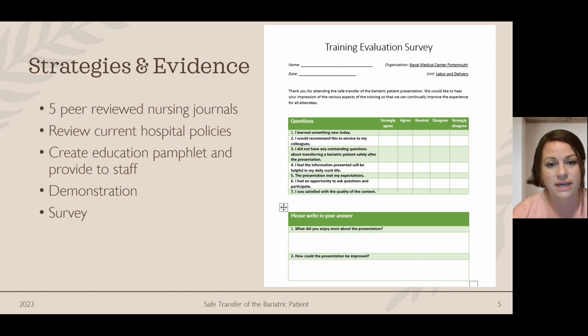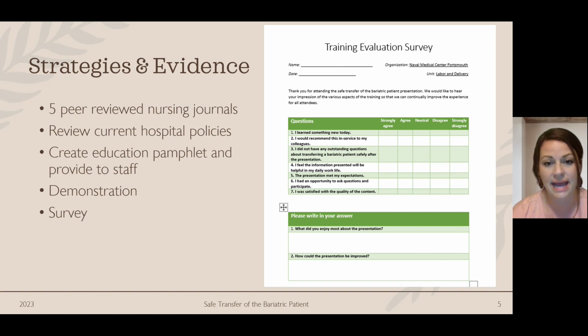So to start this project, I needed data and information to guide me in the right direction. I reviewed and summarized 5 nursing journals, all of which gave me relevant information for my project. Next, I reviewed the current hospital policies regarding repositioning and transferring of a bariatric patient. This policy stated that the hospital must provide adequate staff and equipment to perform these transfers. Unfortunately, this is not the case due to staffing issues that we are clearly seeing across the profession.